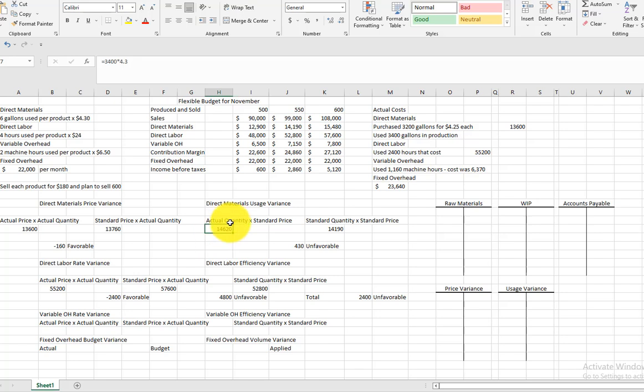And then this is the actual quantity times the standard price. So the only difference is in the quantity, right? So the actual quantity was 3,400 used, not purchased. That was 3,200. 3,400 was what we used, when we should have used 550 times 4.